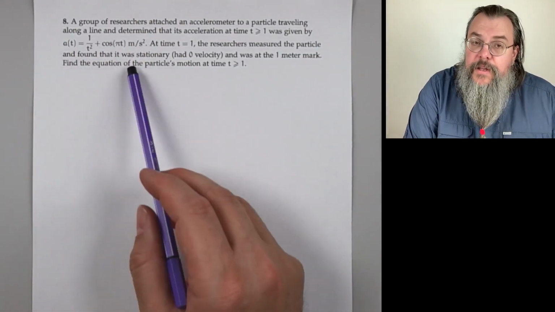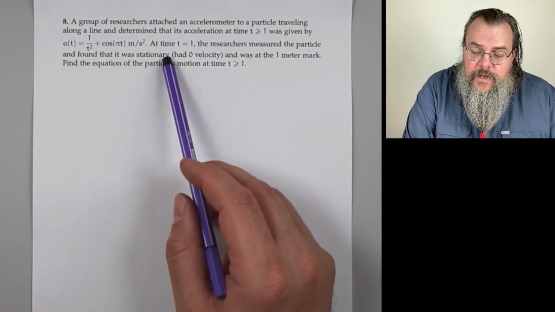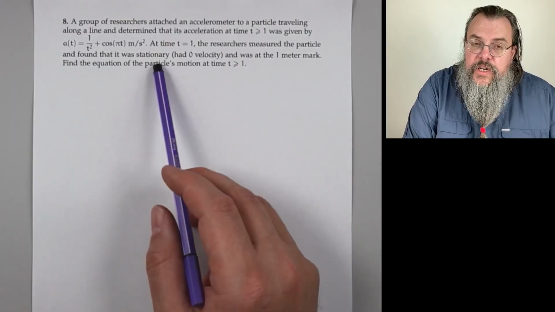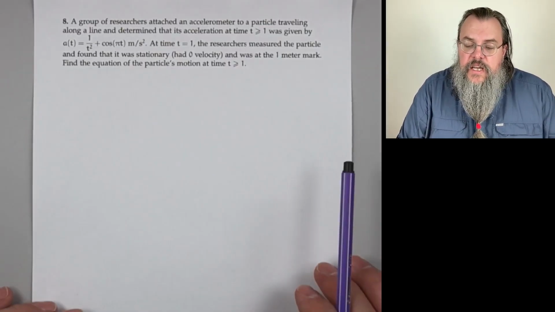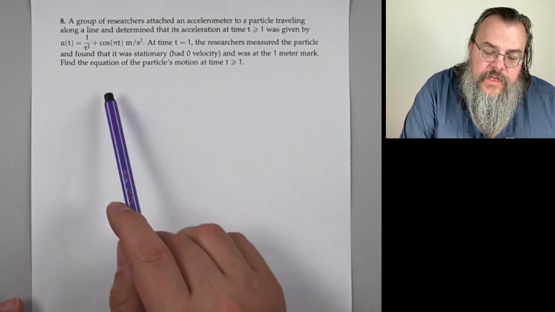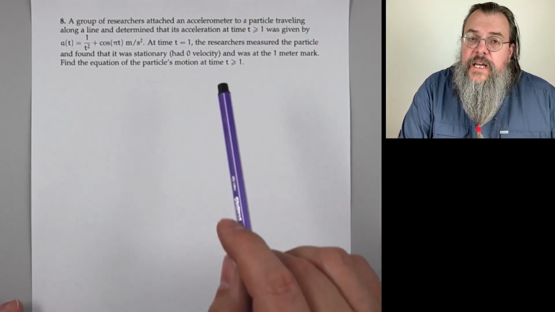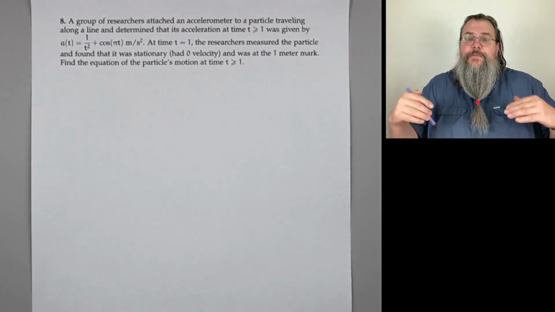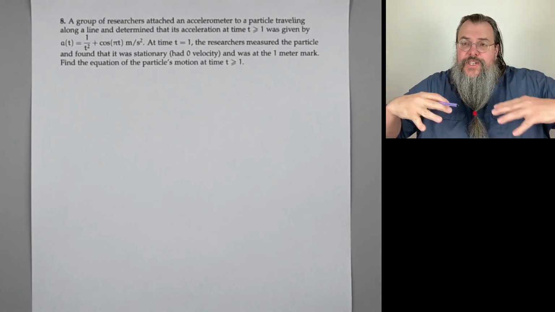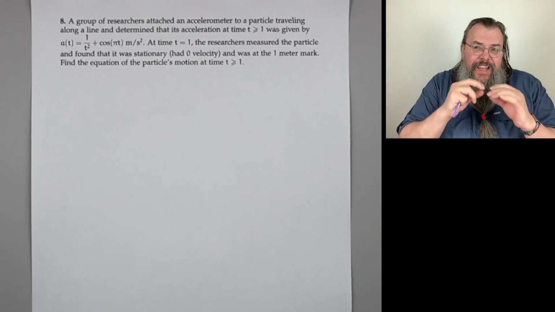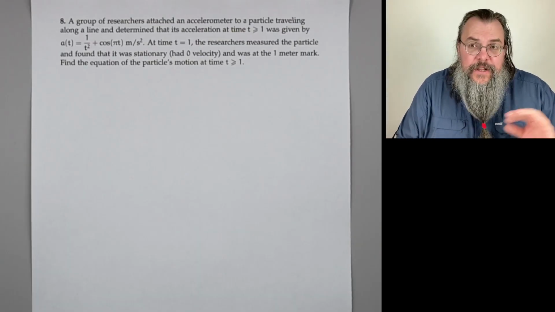So here's our formula. At time t equals 1, the researchers measured the particle and found it was stationary, had no velocity, and was at the 1 meter mark. Find the equation of the particle's motion at time t greater than or equal to 1. All right, so what do we have? We know something about acceleration. We're after motion. Now, this is a slightly ambiguously stated question, and I'll be honest with you.